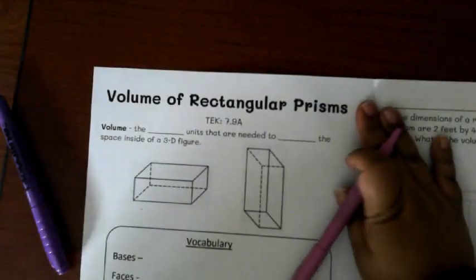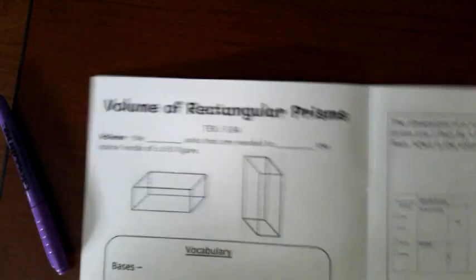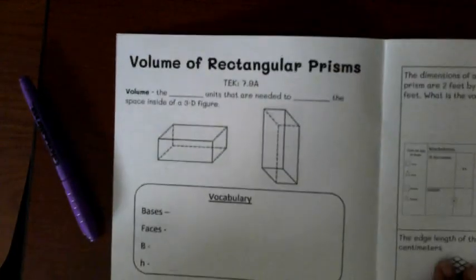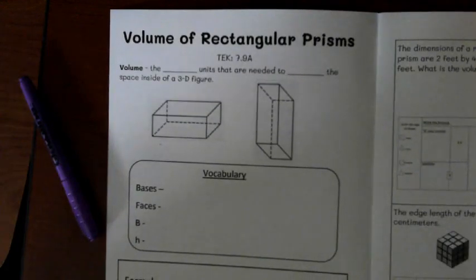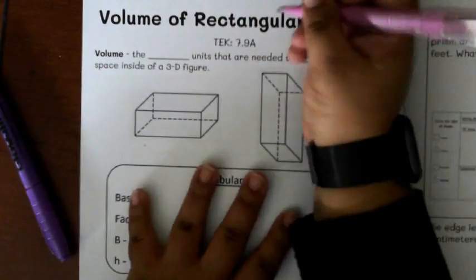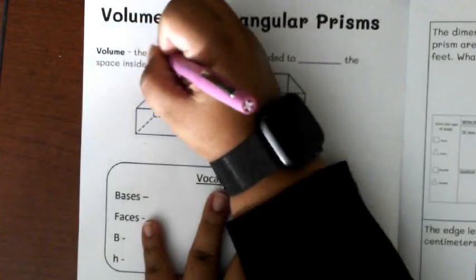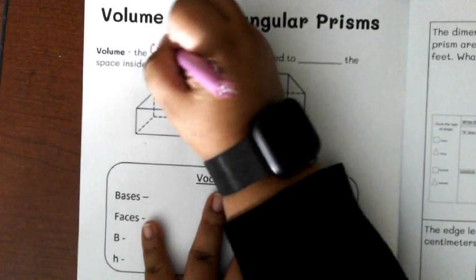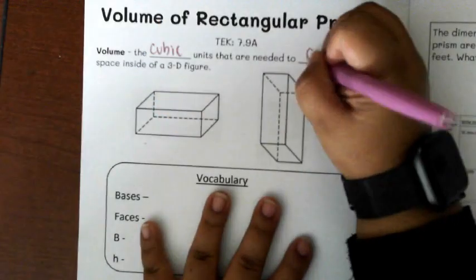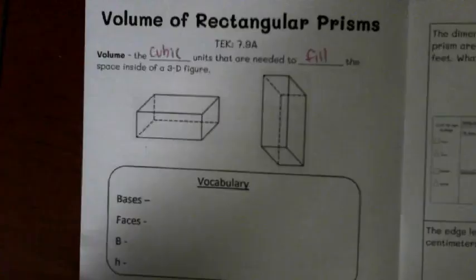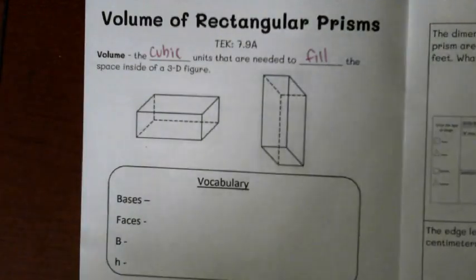All right, here, let's go to page 90. On page 90, let me see if I can fix this a little bit for you guys. Okay, so here we have volume of rectangular prism. This is what we're going to go over first, okay? Now, volume is going to be the cubic units that are needed to fill the space inside of a 3D figure.